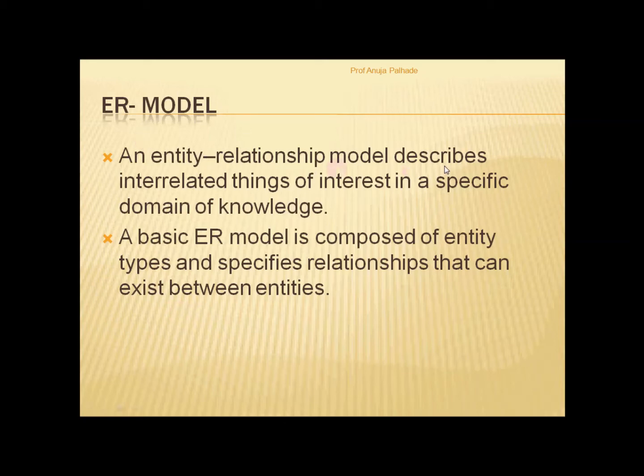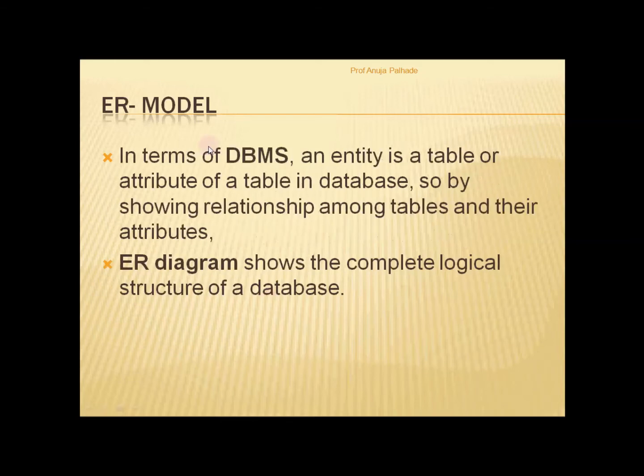The entity relationship model describes interrelated things of interest in a specific domain of knowledge. A basic ER model is composed of entity types and the specific relationships that exist between the entities. In terms of DBMS, an entity is a table or an attribute of a table of a database. By showing the relationship among the tables and their attributes, we show the ER model. ER model and ER diagram are the same. An ER diagram shows the complete logical structure of a database.